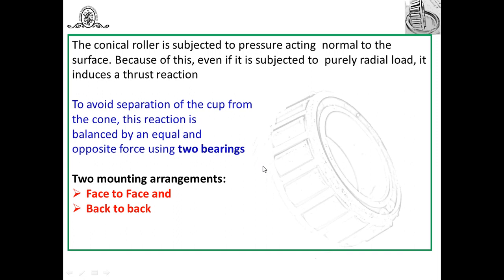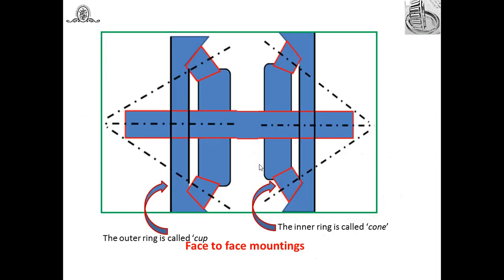Again, how are these two taper bearings mounted? Here you will find there are two mounting arrangements. One is face to face and the second one is back to back. Let us see what we mean by face to face mounting. Now in face to face mounting, the construction involves two bearings with their faces. Look at this here. This part is the outer ring, which we are stating as a cup, and this part is known as the inner ring. We have already mentioned it as a cone.